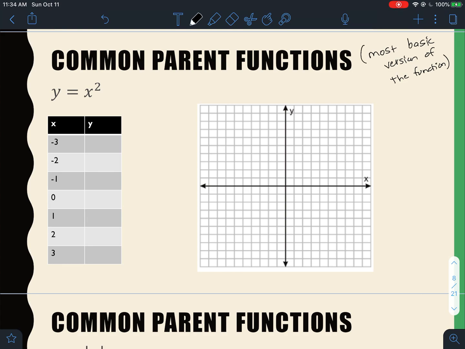I didn't multiply it by anything. I didn't add anything to it. So it's just y equals x squared. And we've graphed this a couple times, but let's go over it again.